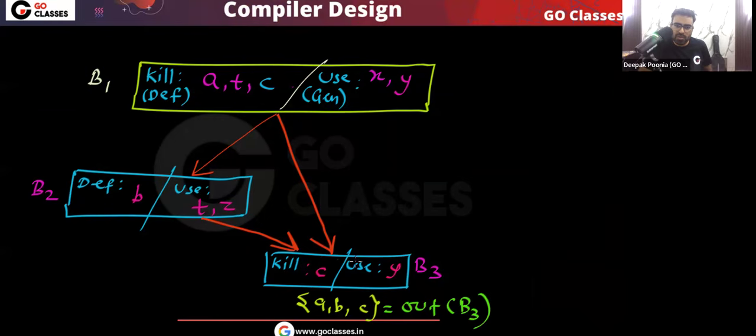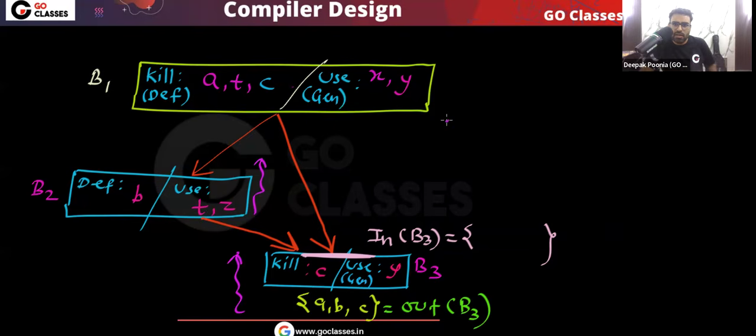So tell me, what will be the in of B3? Can we find it? You can see that first you kill, then you use, then you generate. Yes or no? Here, use and generate are both the same, and kill and define are both the same. So from this A, B, C, we go through basic block B3 in the reverse direction. We will go in the reverse direction.